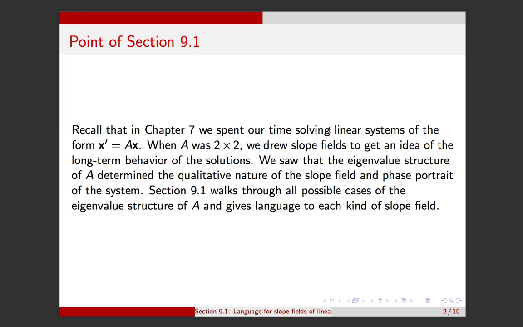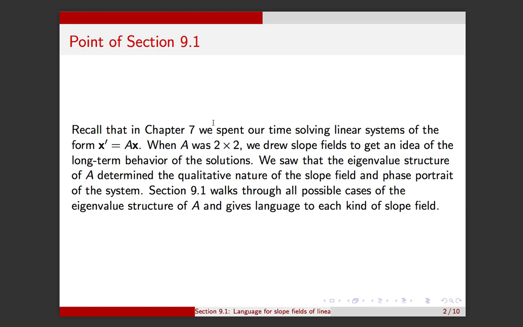Recall back in chapter 7, we spent like all of our time solving differential equation systems that looked like that. So vector derivative equaled matrix times vector. When that matrix was 2 by 2, which meant we had two equations and two unknowns, we could draw slope fields to get an idea of the long-term behavior of the solutions. Those slope fields were drawn in x1, x2 space, so the two axes were labeled by the solutions, so we could track the long-term behavior of x1 and x2 together over time.